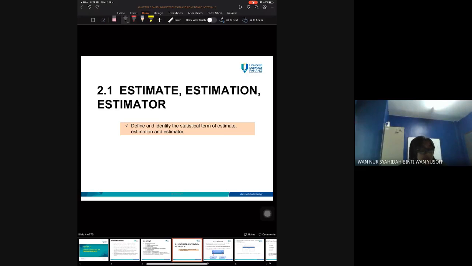Okay, so this is the term that we have. We use an estimator to estimate the population value. So the whole process to find the confidence interval is an estimation process. Estimation is the process of using an estimator to estimate the population value.